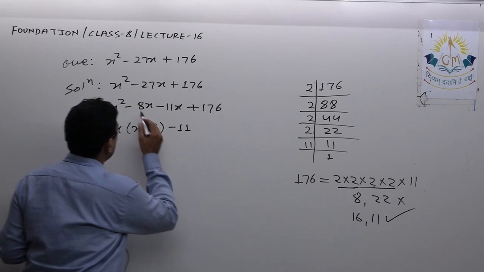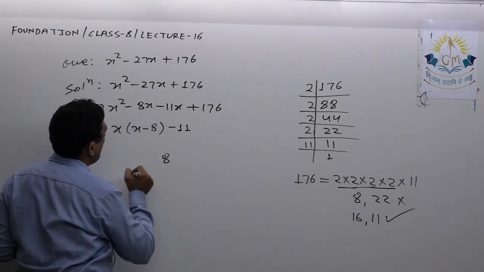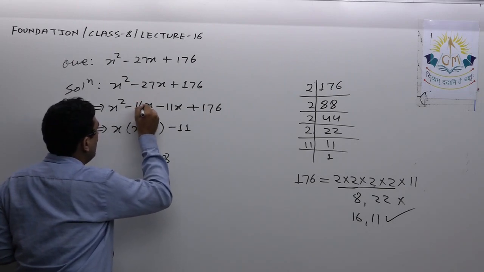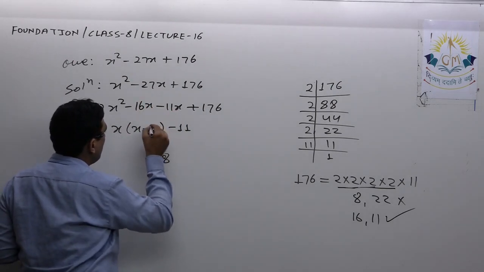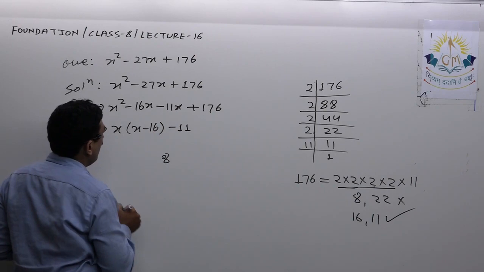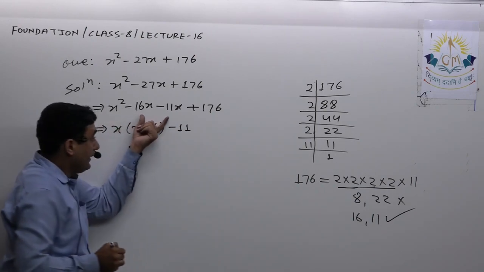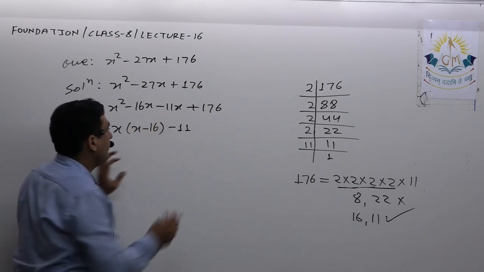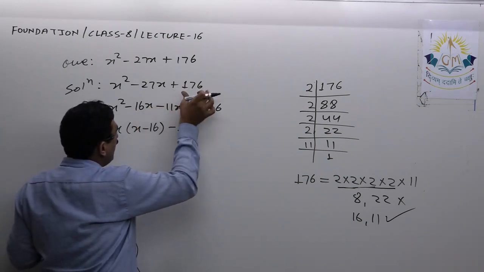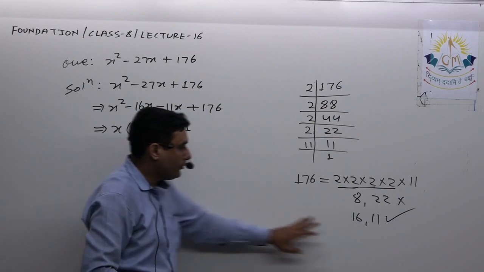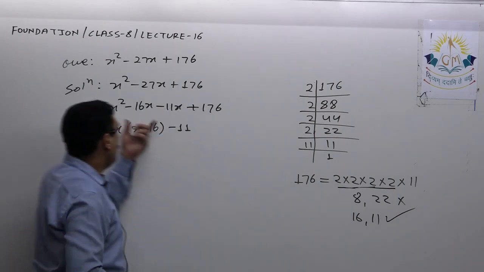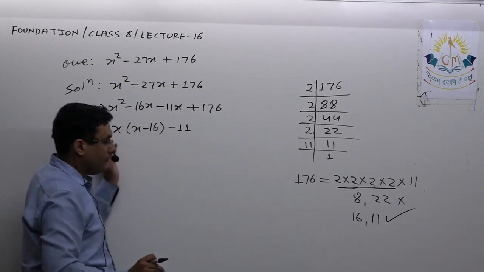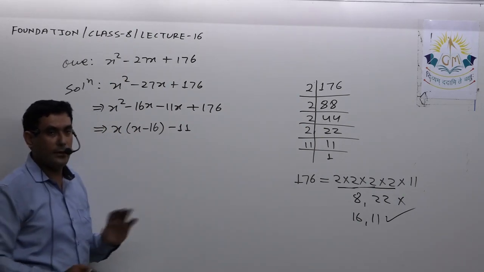Here I wrote 8 by mistake. Actually it should be 16. When I check, then I get to know that over here I committed a mistake, because 11 into 8 was 88, and here I need 176. Then I get to know that it is actually 16. So this product also gives you information about whether you are going in the right direction or not.